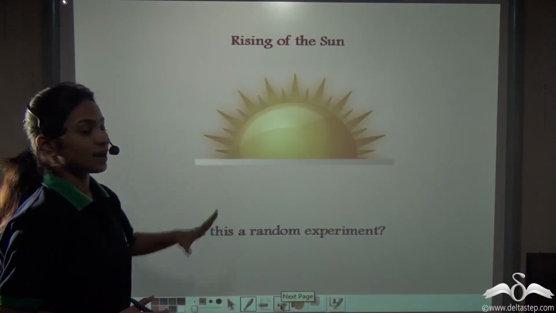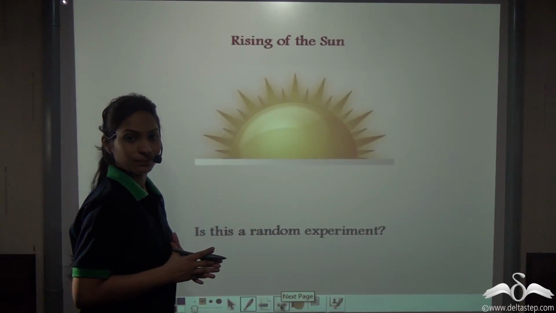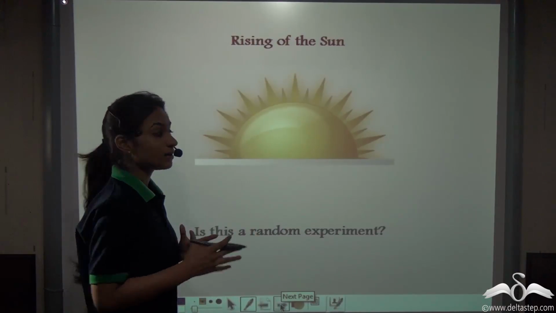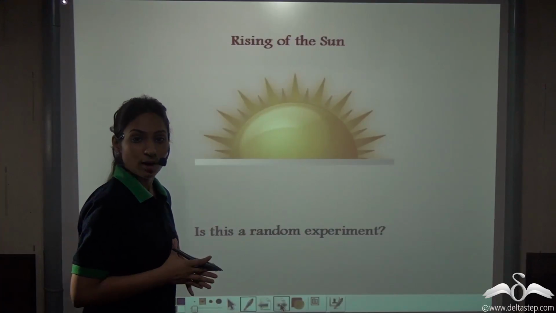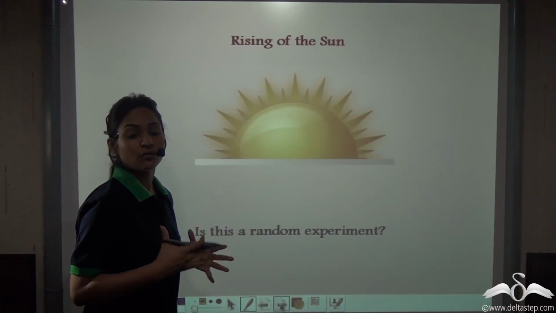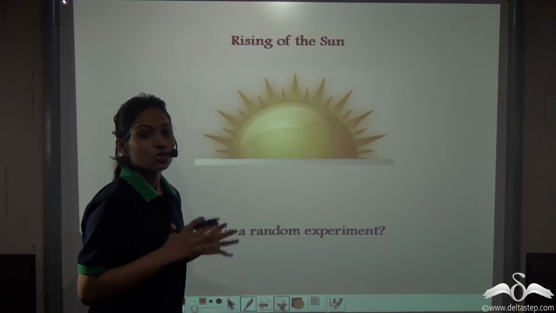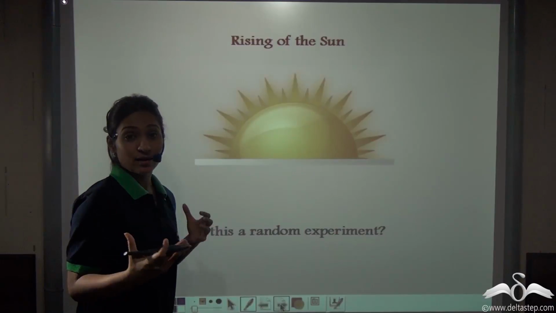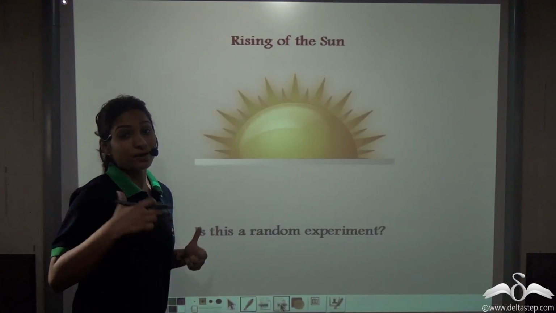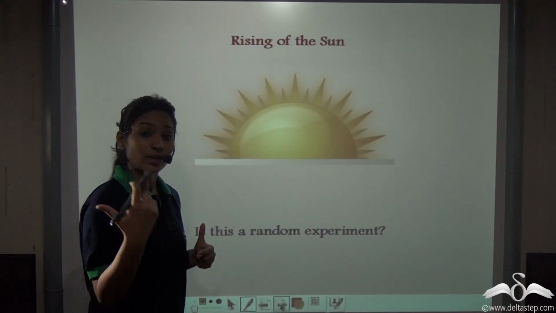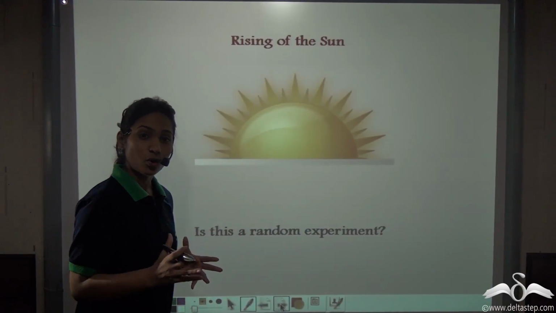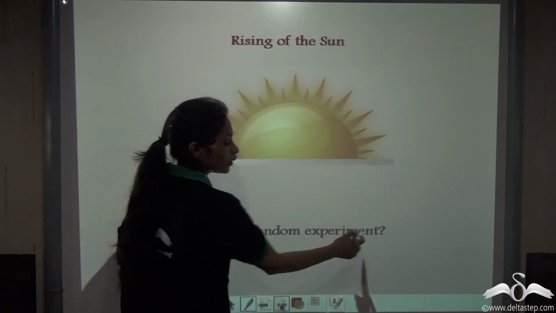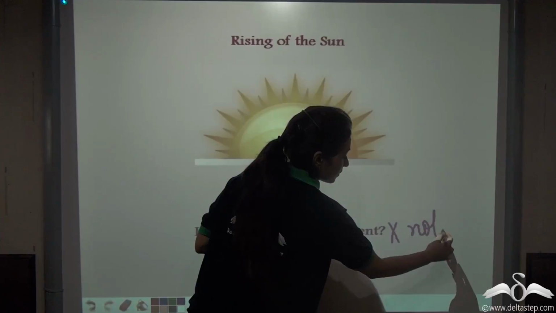Now, rising of the sun. Is this a random experiment? Well, I know that rising of the sun is a sure happening. It has to happen. Now, I know that the rising of the sun will always take place in the east. So, I am sure about it. I do not have any doubt. I do not have a question like the sun might rise in the east or in the west and we'll get to know that after it rises. No, I am sure that the rising of the sun will take place in the east. So, it is not a random experiment.